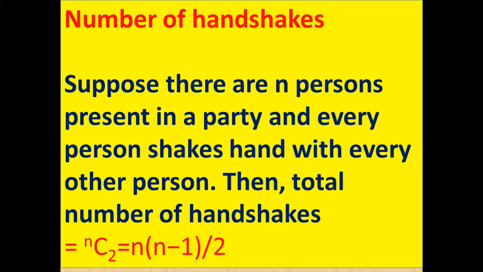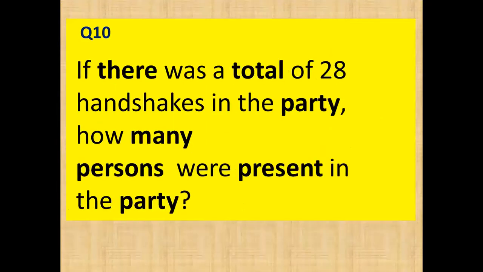So what you can do, you can just put n into n minus 1 upon 2 equal to 28. Okay, in this formula, just put n into n minus 1 upon 2 equal to 28. Cross multiply, find n into n minus 1 equal to 56. So what could be the value of n by hit and trial method? You can say the value of n would be 8, as 8 into 7 is 56. Okay, so by using this method you can easily solve various questions.